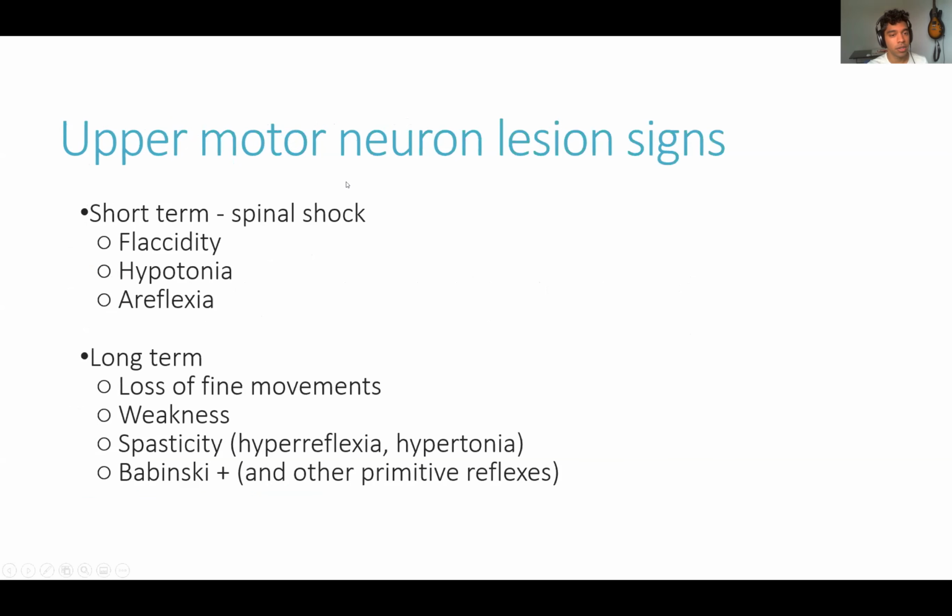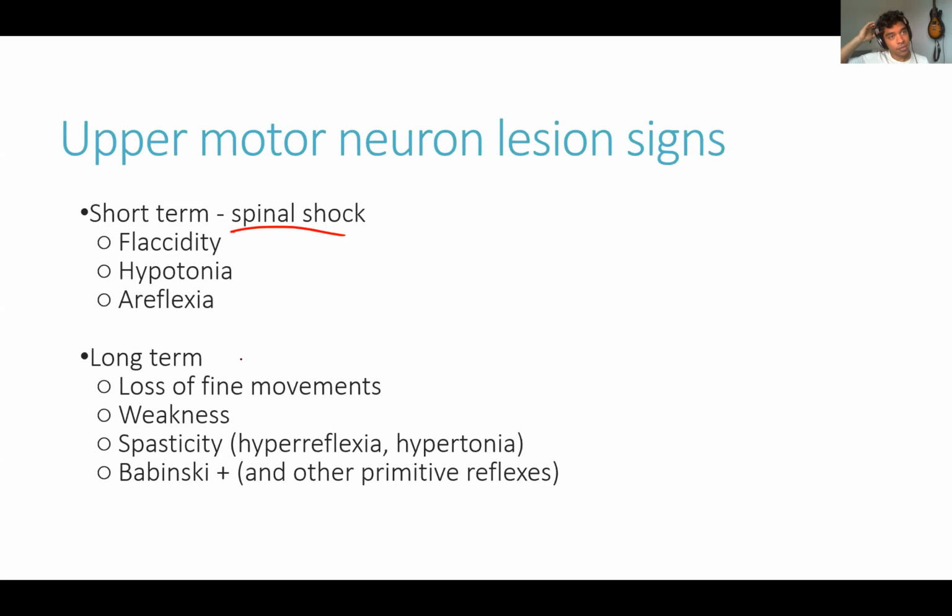Upper motor neuron lesion signs. This is how we can differentiate between damage to the upper motor neurons and the lower motor neurons. Initially, straight after the damage to the upper motor neurons, you'll get spinal shock. That leads to flaccidity, hypotonia, and areflexia, because your lower motor neurons have just lost their upper motor neurons, and then they go flaccid. All your muscles will go flaccid.